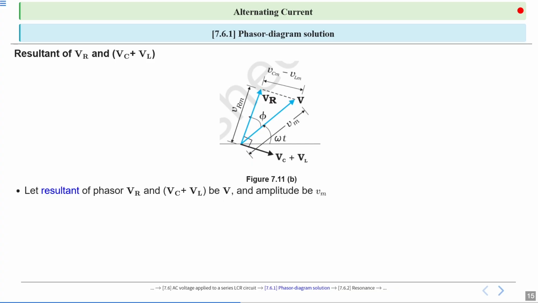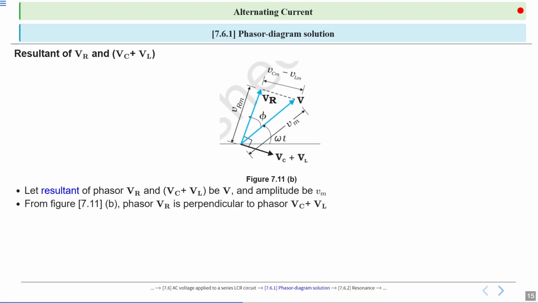Let the resultant of phasor VR and VC plus VL be V. This is the resultant of both these vectors, and its amplitude, the final resultant voltage, will be Vm.